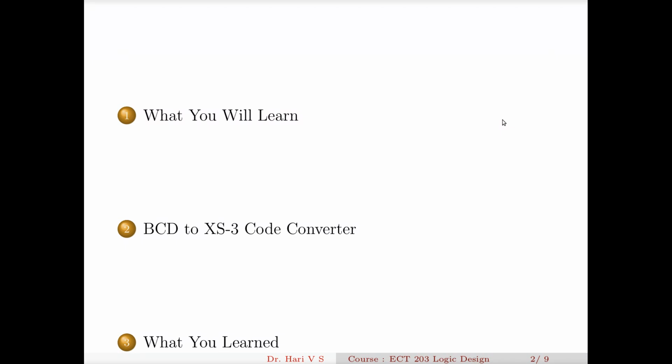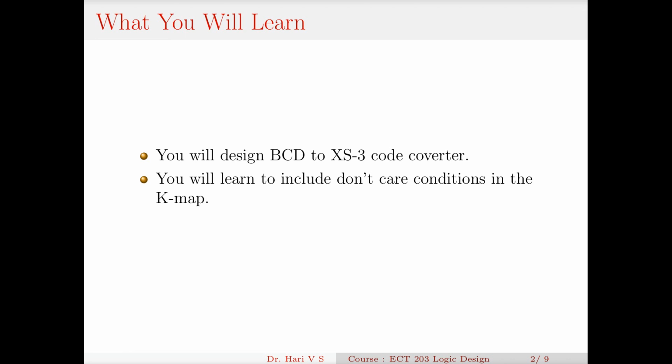So this is divided into 3 sections. First is your learning outcomes, then the design of the BCD to XS3 code converter, then summary of what you learned. So in this session you will design a BCD to XS3 code converter. Then you will learn to include don't care conditions in the K-map.